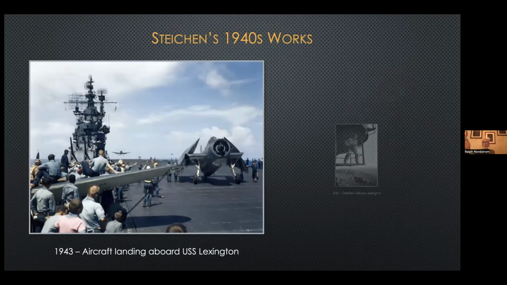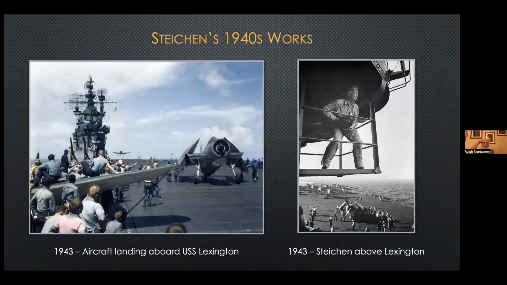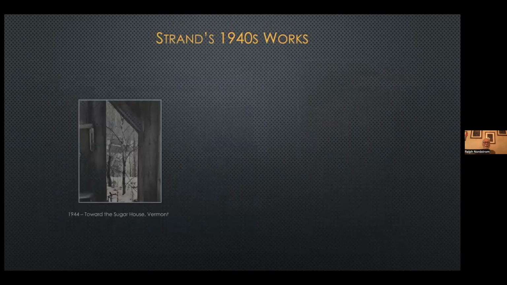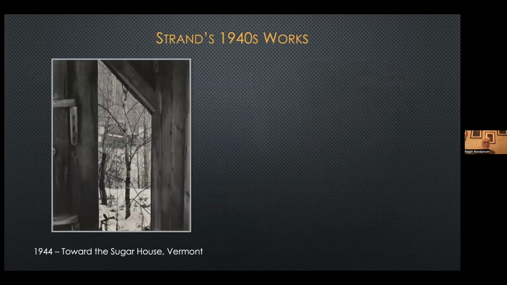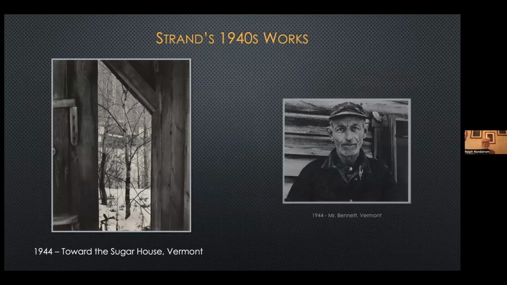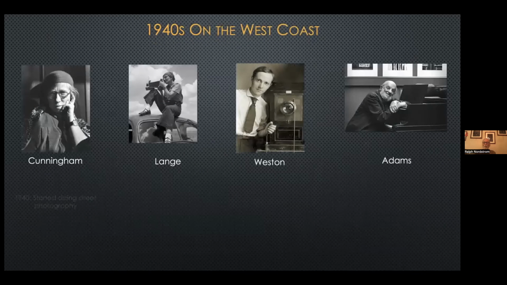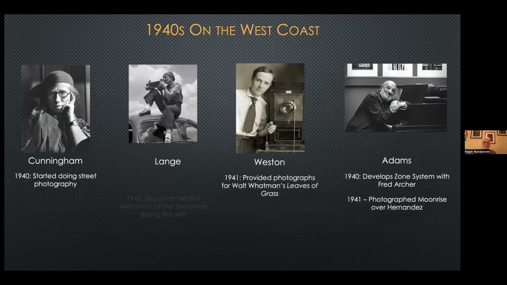So here's Steichen's work on the USS Lexington. Great stuff. And here's Strand's work. Again, it's that abstract quality and the simplicity and the balance. And then he does a portrait of a Vermont resident. Pretty cool. Now we go back to the West Coast.